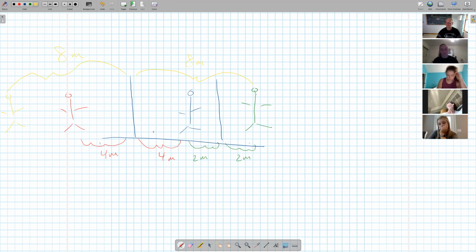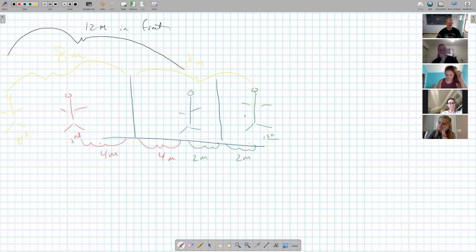Okay. So what that means is that this is the third image. So this is third, this is second, and this is first. So what that means is that this image is going to be a total distance of 12 meters away from you. So this total distance from here to here is now going to be 12 meters in front of you.